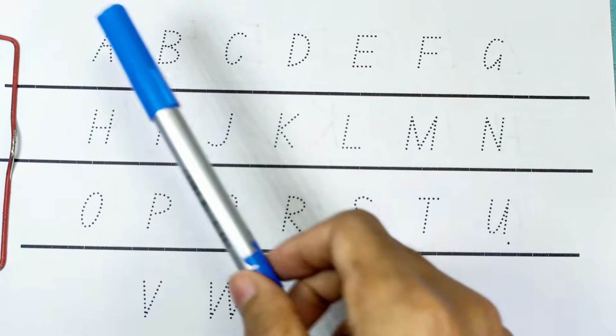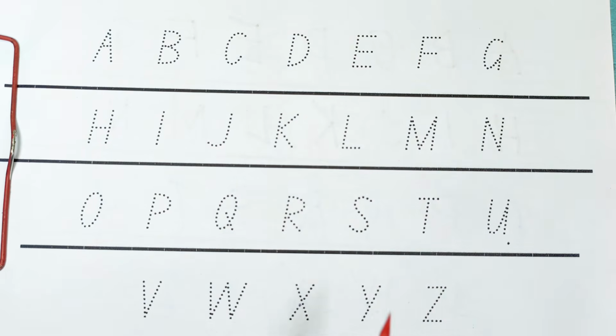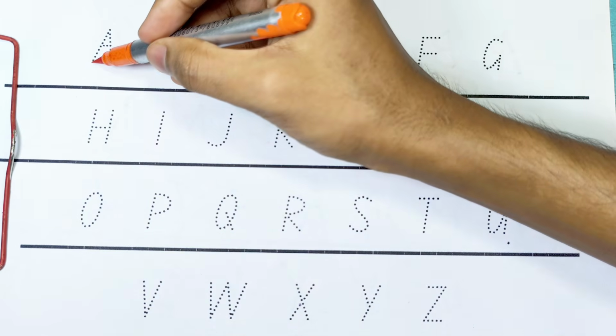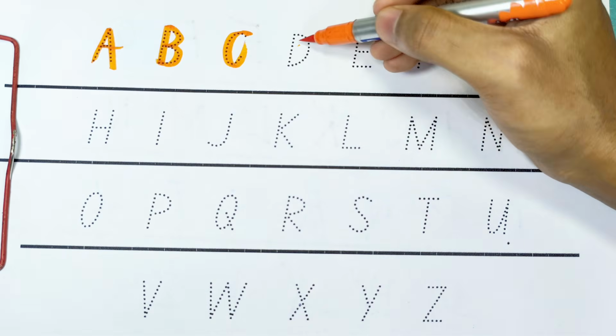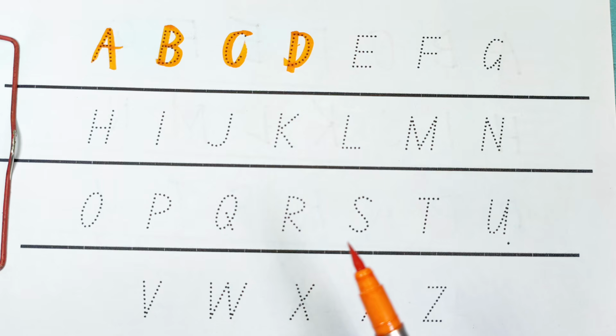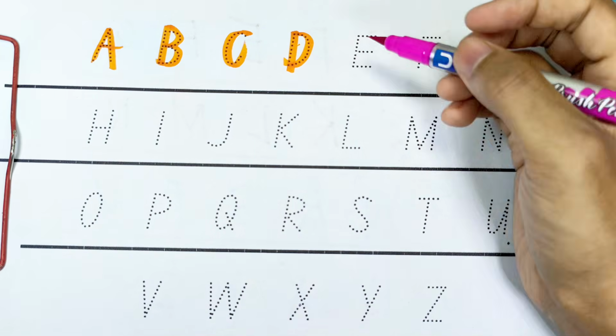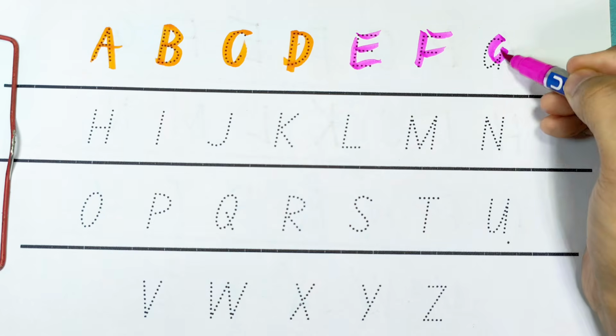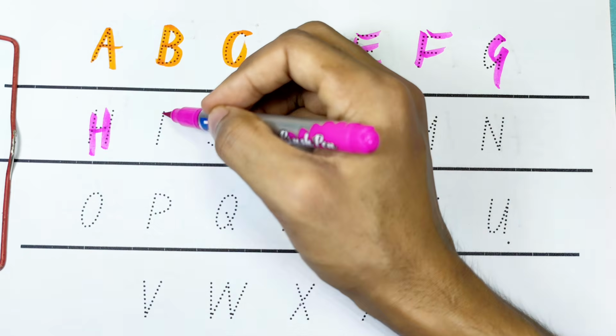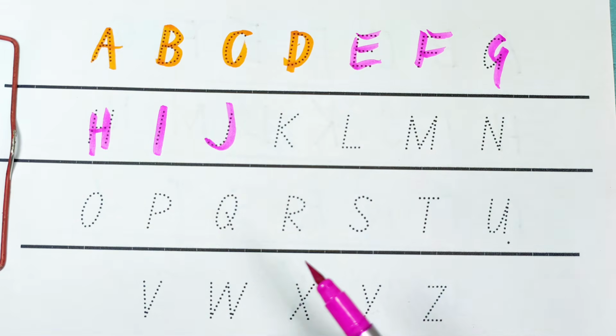Today we're writing alphabets A to Z. First we're using the color of orange, A. And the next one is B, C, D for dark. Yes, now we're using the color of dark pink color, E, F. And the next one is G, H, I, J for joker.